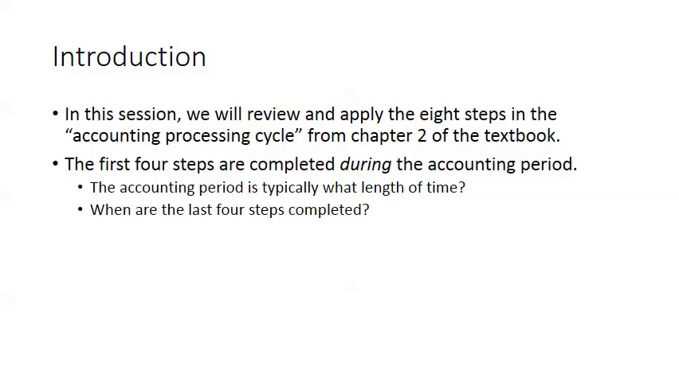So the accounting period is typically what length of time? Well, it's either a month, a quarter, or a year. All companies have at least yearly accounting periods. Some companies, like publicly traded companies, always would have quarterly accounting periods, and then some, mainly for internal purposes, will have monthly accounting periods. And the last 4 steps are completed at the end of the accounting period.